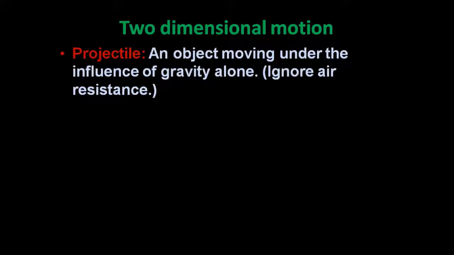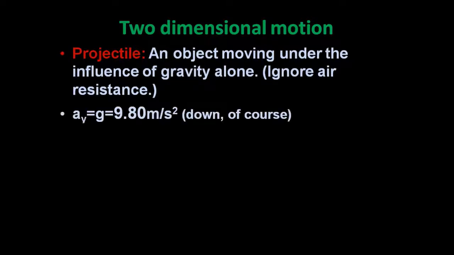Now, that doesn't mean it's not moving horizontally. For example, a ball rolling off of a table or a baseball being thrown into the air. Most of the time, we're going to be ignoring air resistance because that just makes these problems much more difficult. And we are introductory physics after all. But when we talk about a projectile, that's the kind of thing we're talking about.